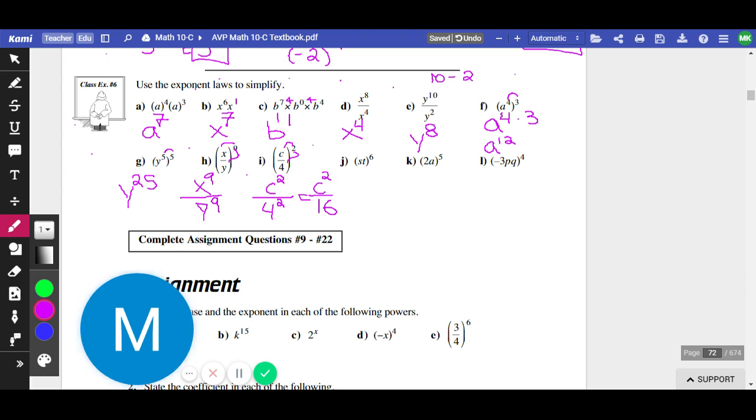Awesome. For J, the 6 comes into the bracket to both terms. Right? The S and the T are in the base. So this becomes S to the 6, T to the 6. For K, the exact same thing happens. The 5 comes in, the A and the 2. We have 2 to the power of 5, 8 to the power of 5.